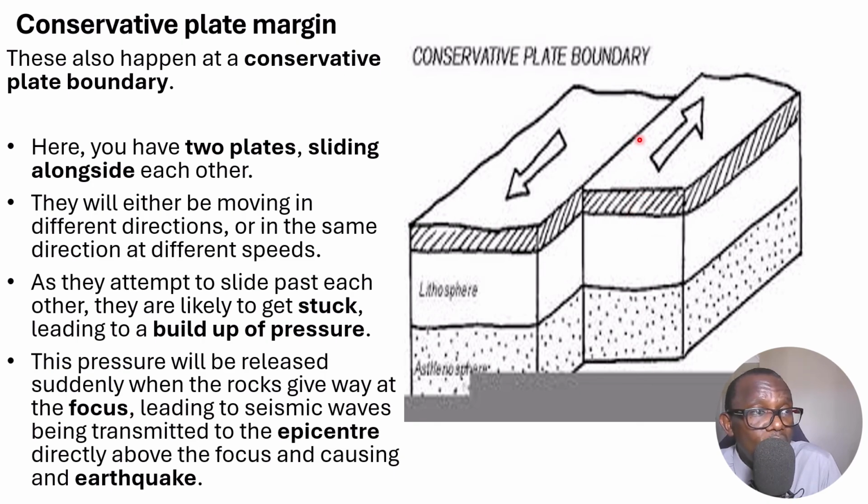Now, that pressure will be released suddenly at the focus of the earthquake below the ground, which is where the rock would give way. And as a result of that sudden release of that pressure that had been building up, seismic waves are going to be transmitted towards the surface, where they will reach the epicenter, which will be right directly above the focus on the ground. And those vibrations caused by the seismic waves are then going to impact on the surrounding area on the lithosphere. So at conservative plate margins, we will get those earthquakes.